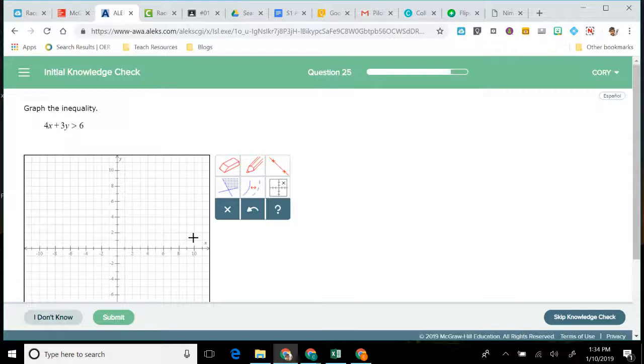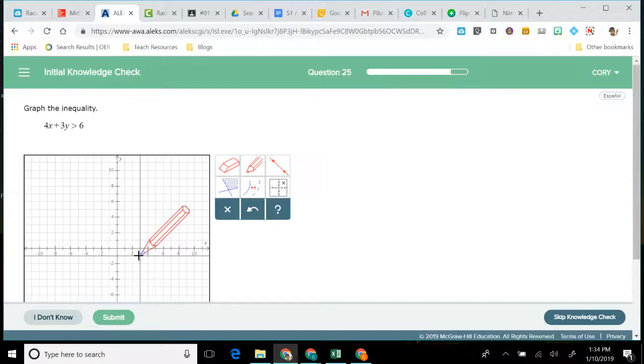All right, so we solve for y. So we get 3y. And then you're going to go right back to it, Michael. You're smart. All right, so I get y is less than 2 minus 4/3 x.